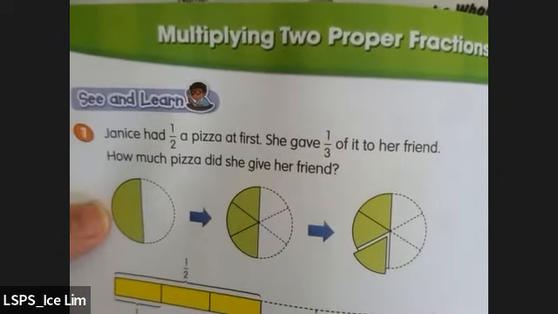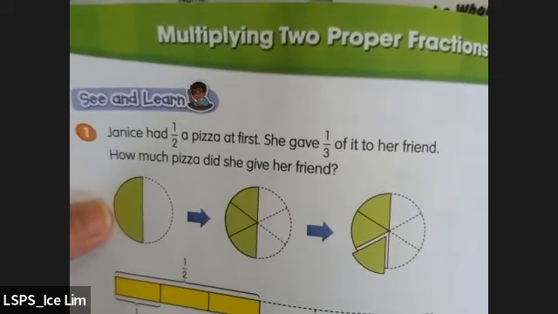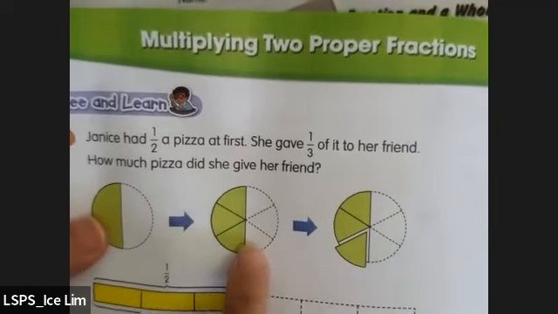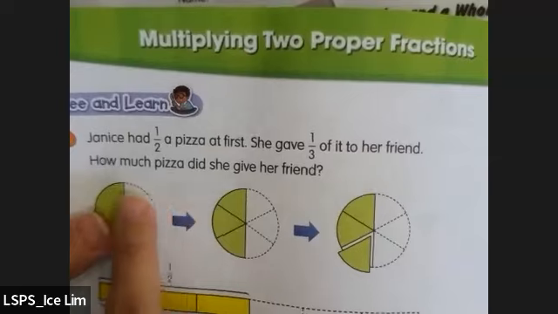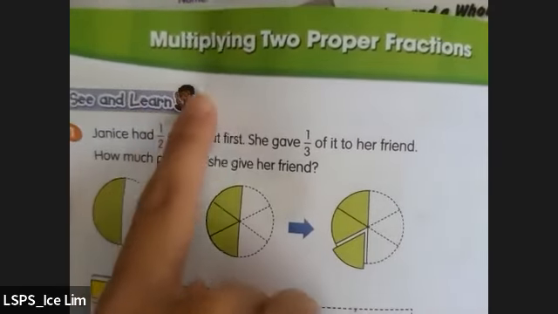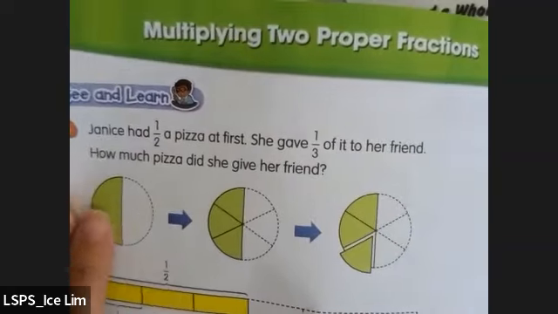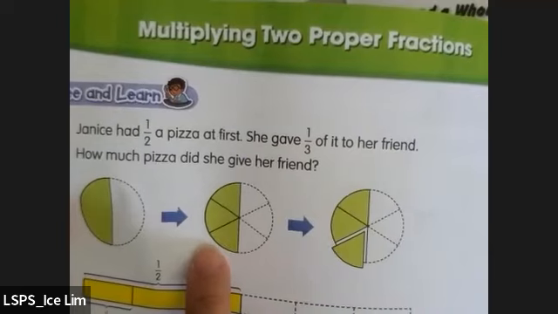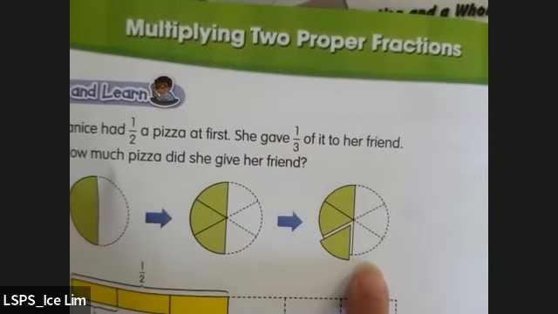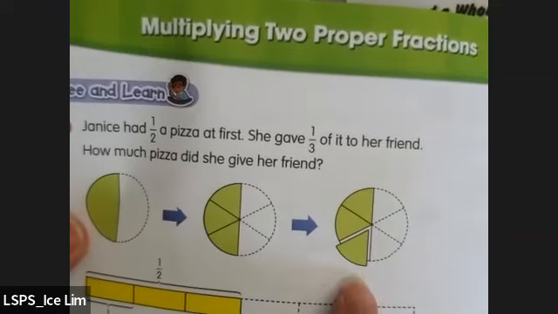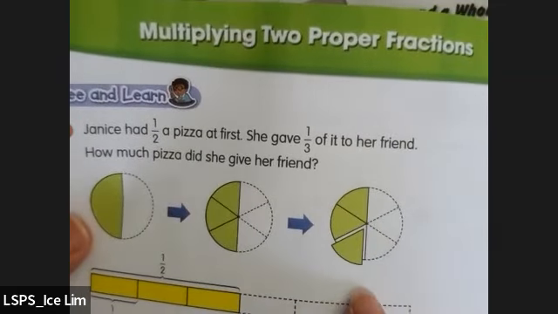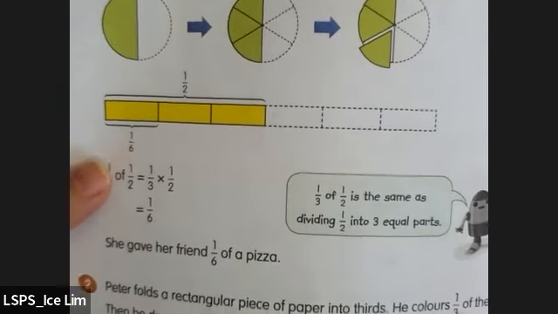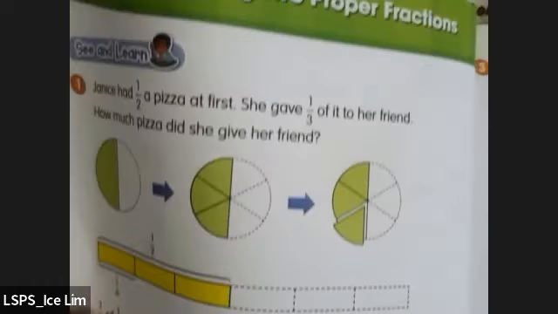Now, because of time, we don't have a lot of time in class. I cannot go through every story, so I encourage you to go home and read, so you can brush up on these concepts. For example, for this one, multiplying 2 proper fractions, it tells you that Janice had half a pizza. Then she gave 1/4 of this half pizza to a friend. So how much pizza did she give a friend? This is one of the important ideas in the story.